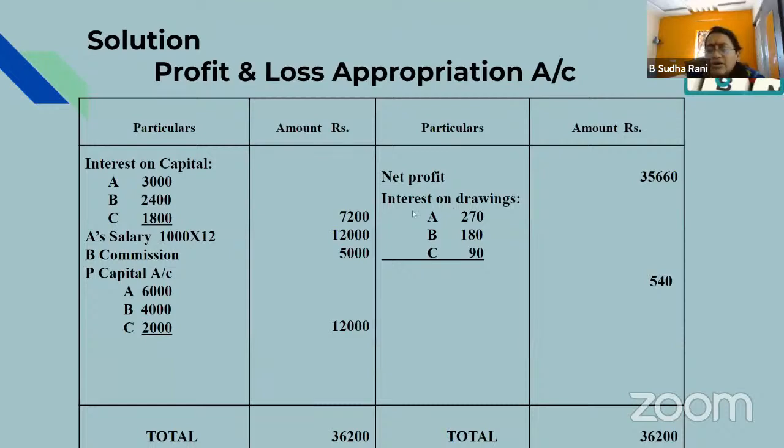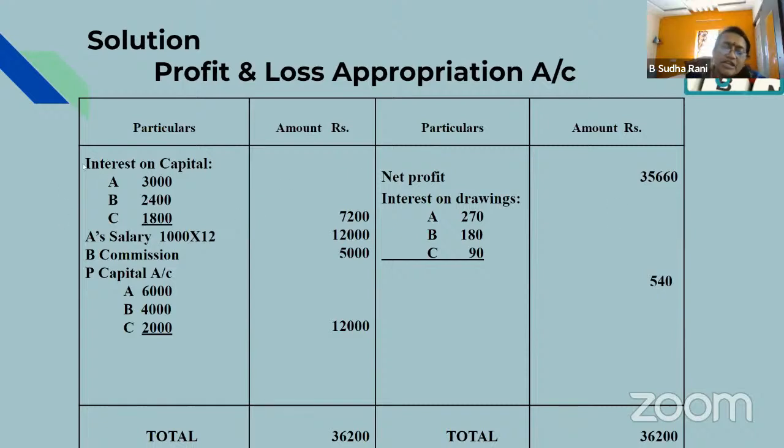35,660. Next, whatever the interest on drawings of partners is there, write partners capital account. Interest on drawings should come in the brackets, but you should write partners capital account. And whatever the interest on drawings amount is, that amount is to be taken. Remember, not the drawings amount. Okay, done. Now coming to the debit side.